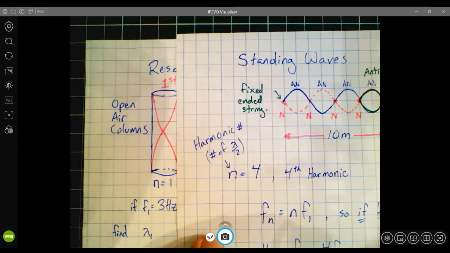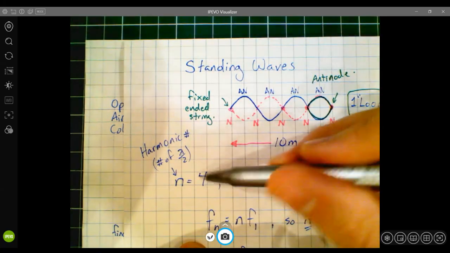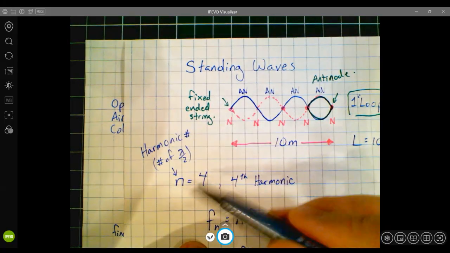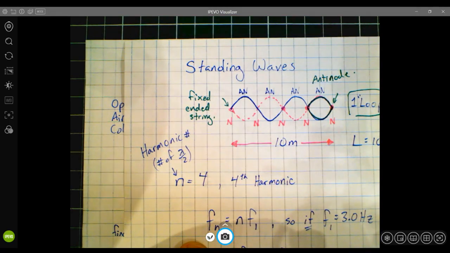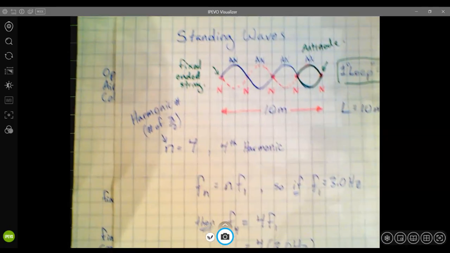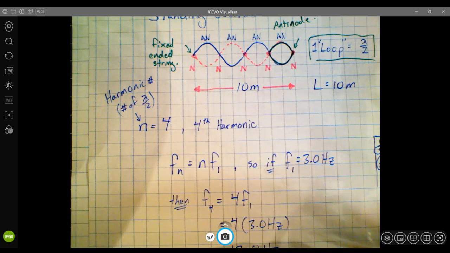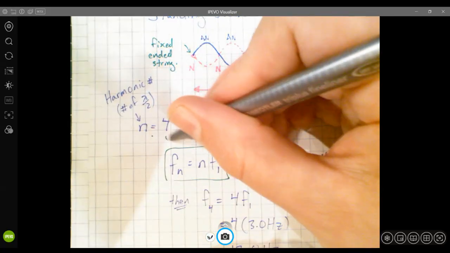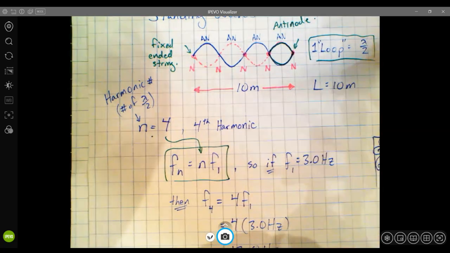And then this whole loop counting thing that we talk about: if I count them up, I've got 4, but those 4 loops also let me know that this is the 4th harmonic, the 4th frequency at which resonance will occur for this fixed-ended string. And we had this equation Fn equals n times F1, where n is the harmonic number. The diagram here is the 4th harmonic, so n would be equal to 4.